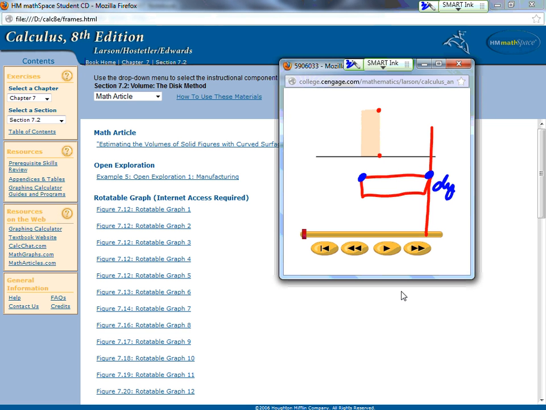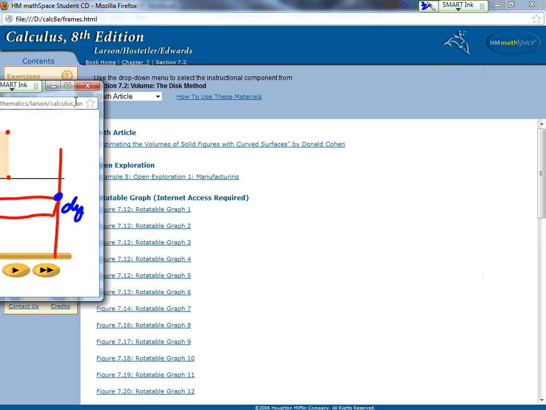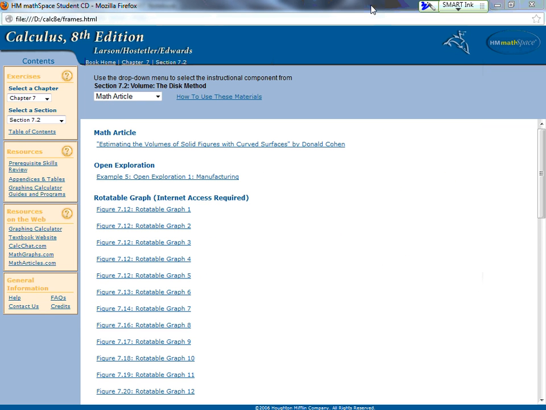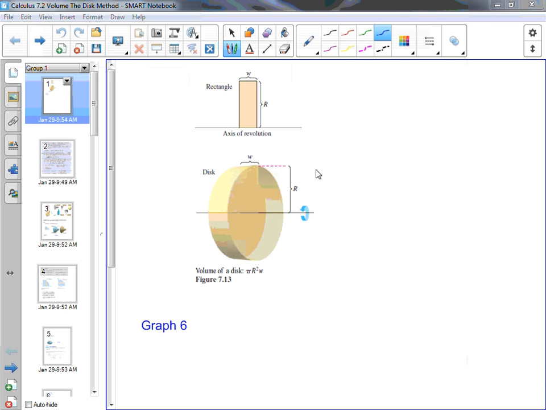Yeah, when we get ones that look like a donut, we call those figures washers instead of discs. And you have to subtract out the volume of what's not there. Okay? We'll get to that. All right, you guys with me? All right, so turn to page 456.